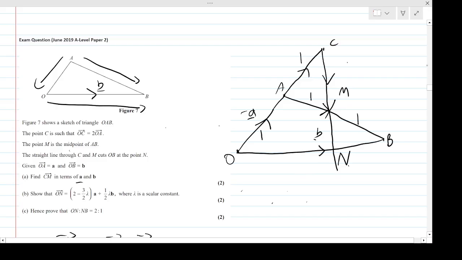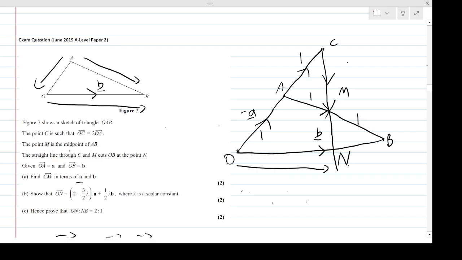That's going to be B for the vector O to B, not O to N. Anyway, to find O to N, I can't do that directly, so I need to find another way of getting from O to N. Well, actually, I've already worked out what C to M is in part A. They didn't ask me that for no reason, right? I'm probably going to need to use that vector. It might help when I consider my path.